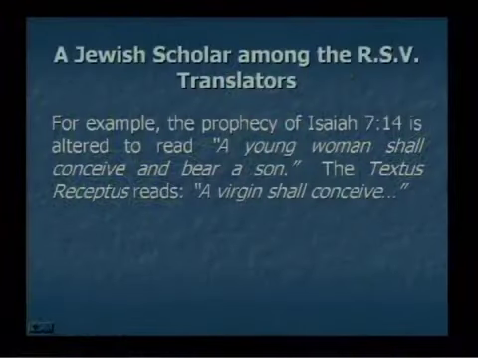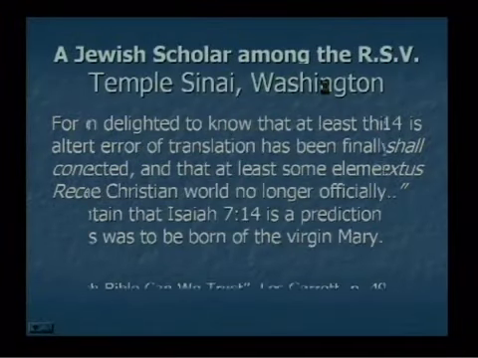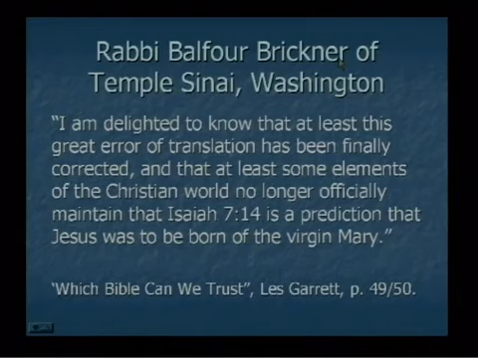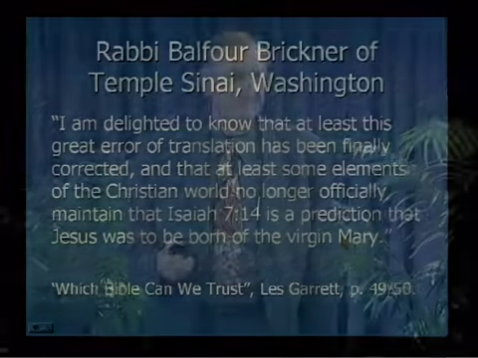That's something special. Jewish scholars were amongst the RSV translators, so they obviously wanted this change. Rabbi Balfour Brickner writes the following: I am delighted to know that at least this great error of translation has been finally corrected, and that at least some elements of the Christian world no longer officially maintain that Isaiah 7:14 is a prediction that Jesus was to be born of the Virgin Mary. Okay, so they've just removed his virgin birth.